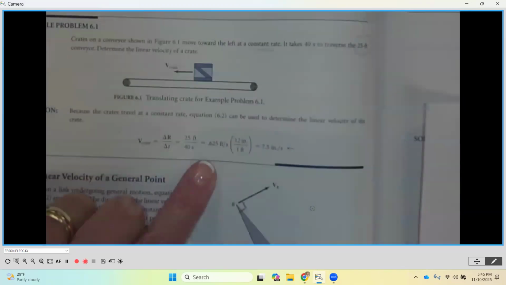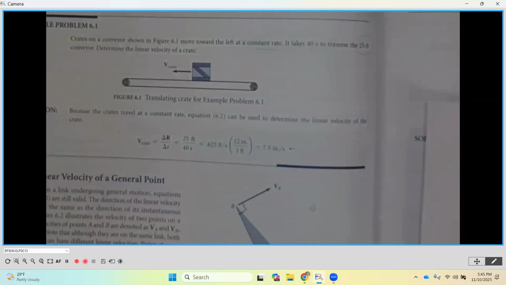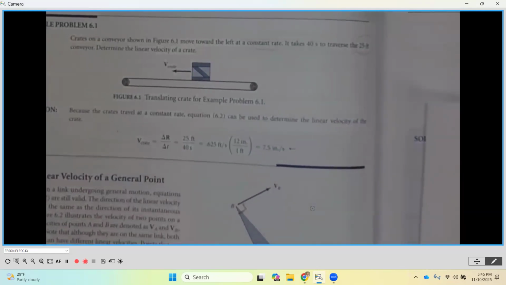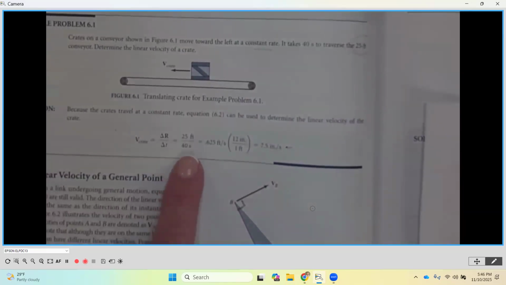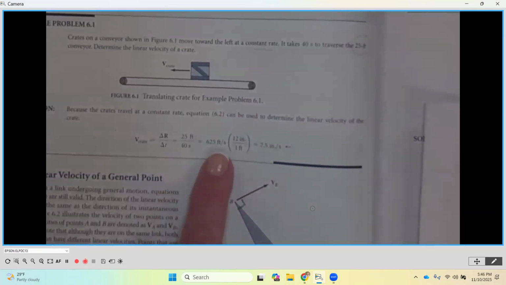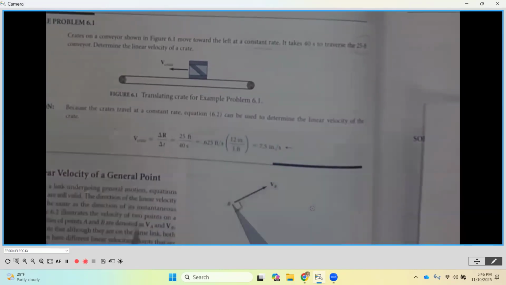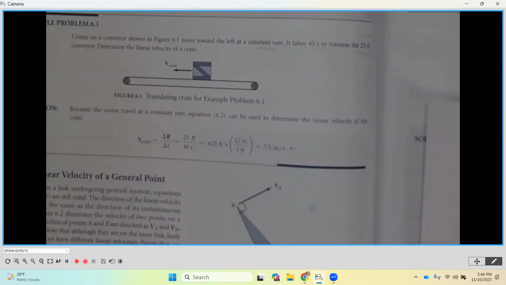Now, you'll notice that they have deltas or triangles in front of the distance value, they use R, and in front of the time. All that means is that was the amount of distance that was covered in this amount of time. So whether you put the delta or not, it really doesn't matter, because it's the amount of distance and the amount of time. So they've got the 25 feet over 40 seconds, just like we had, and then they have 0.625 feet per second. Now, in parentheses, they put this 12 inches over 1 foot.